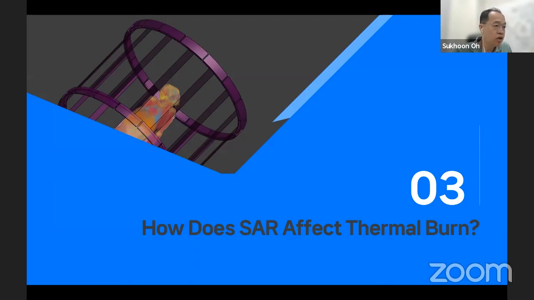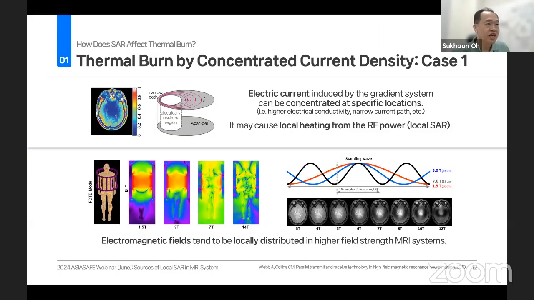Finally, I will show how SAR affects thermal burn in the MRI system. During MRI scans, electric current flows in the human body through the switching gradient system. The current flow may be concentrated at a specific location, for example, by higher electrical conductivity or narrow current paths. This unhappy condition raises the local SAR, then possibly causes local heating. As a result, the biological tissues may be burned.